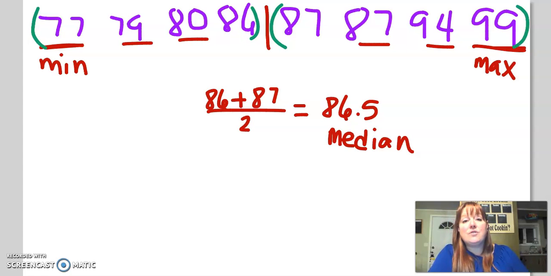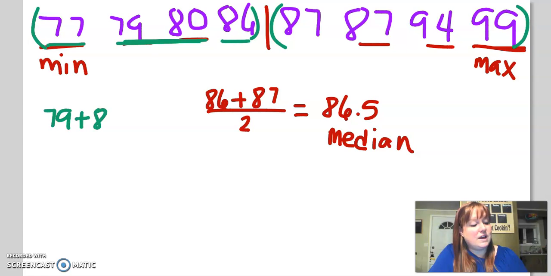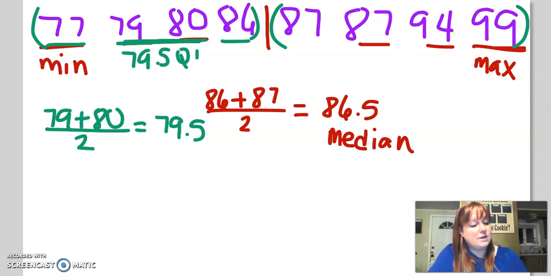And now I look to find the quartiles. I look for the middle of the bottom and I look for the middle of the top. So if I look for the middle of the bottom, I get here to 79 and 80. And I recognize that those 2 are my 2 middle numbers. So to find quartile 1, I need to find the exact middle, or the average, between those 2. So I add them together and divide by 2 and I get 79.5. So 79.5 is quartile 1.